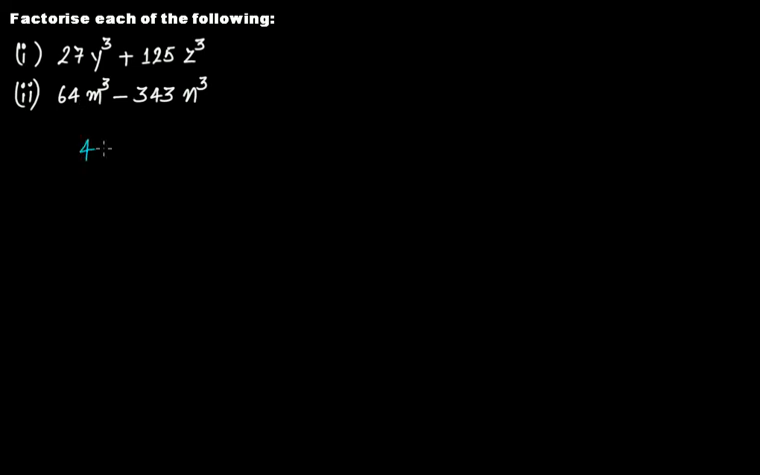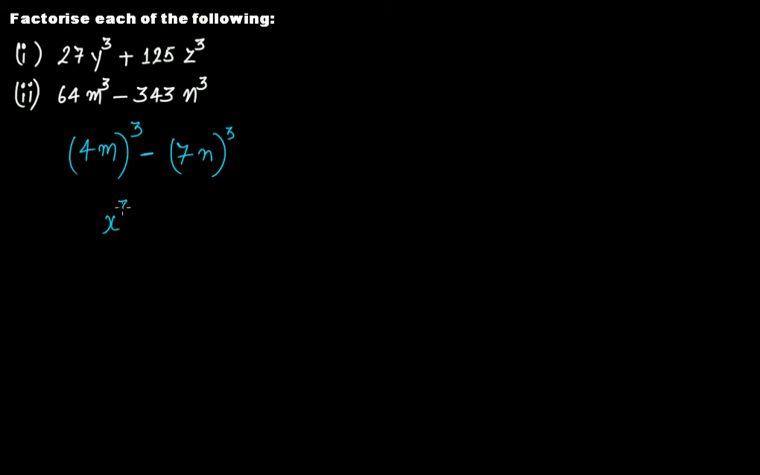This is (4m) whole cubed. 4 multiplied by 4 multiplied by 4 is 64, and m multiplied by m multiplied by m is m cubed. Minus, this is (7n) whole cubed. 7 multiplied by 7 is 49, and 49 multiplied by 7 is 343. So this is 64m cubed minus 343n cubed.